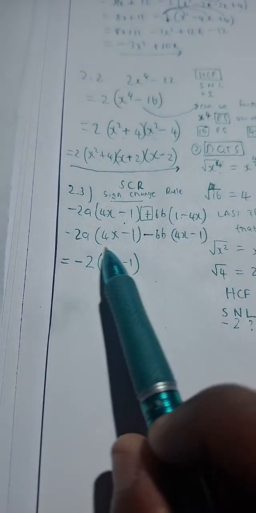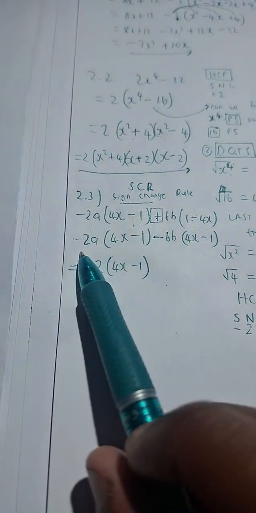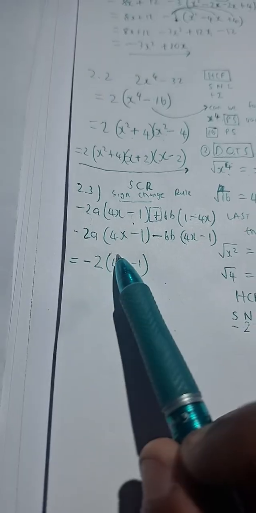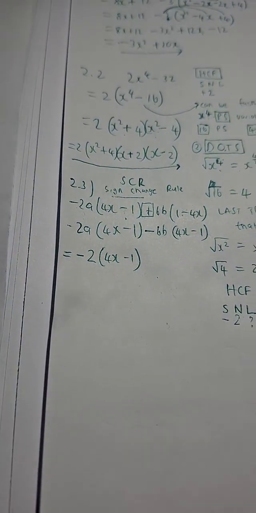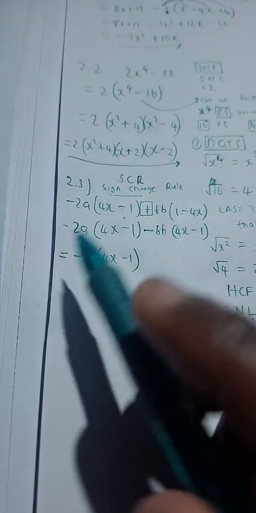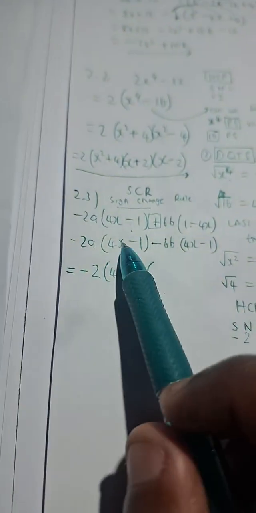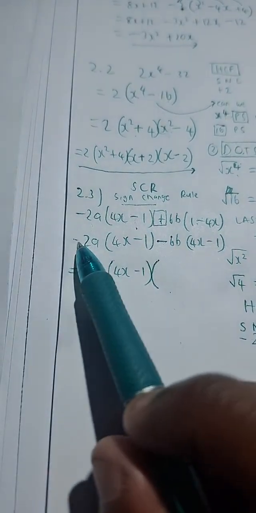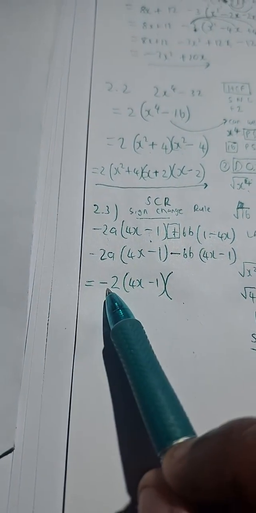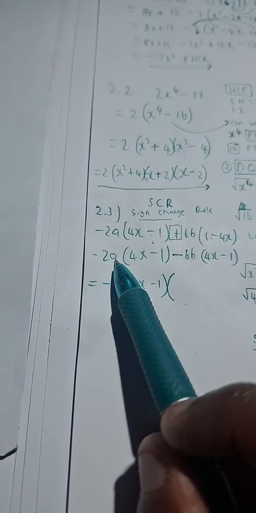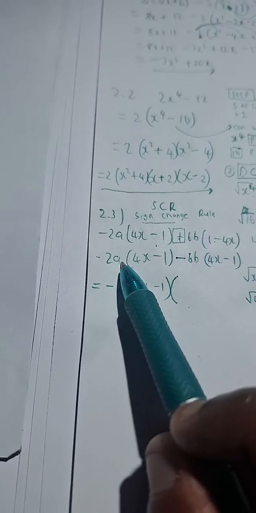This here is our highest common factor. Negative 2 into 4x minus 1. That is the common bracket taken out. Then what is left over on the left? Remember, I took out this negative 2. This negative 2, it's out. This a, we didn't take it out.